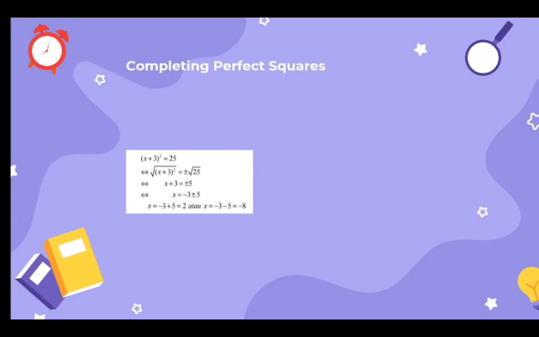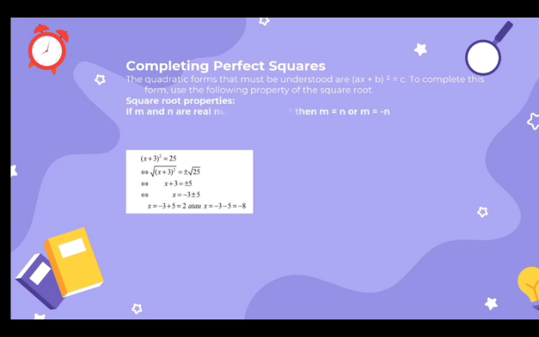Next, completing the perfect square. The quadratic form that must be understood is (ax plus b) squared equals c. To solve this form, use the following square root property. If m and n are real numbers and m squared equals n squared, then m equals n or m equals negative n.